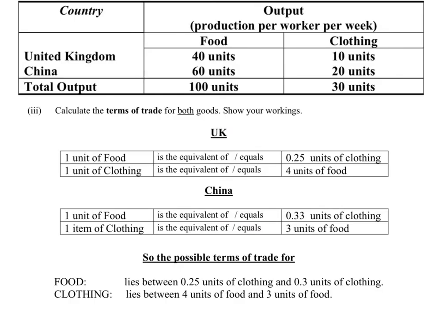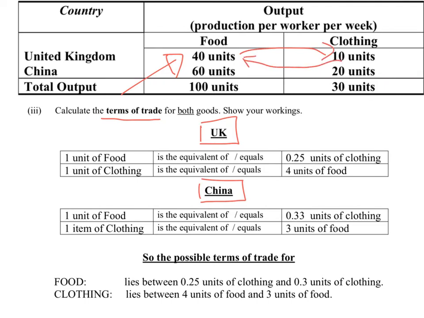So when we're talking about terms of trade here, calculate terms of trade for bulk goods, you are using your figures from the original question, so your before specialisation figures, and you literally just take it from the UK first, or whatever country's first, China second, and you literally divide the figures into each other left and right. So how many times does 40 go into 10, and how many times does 10 go into 40?